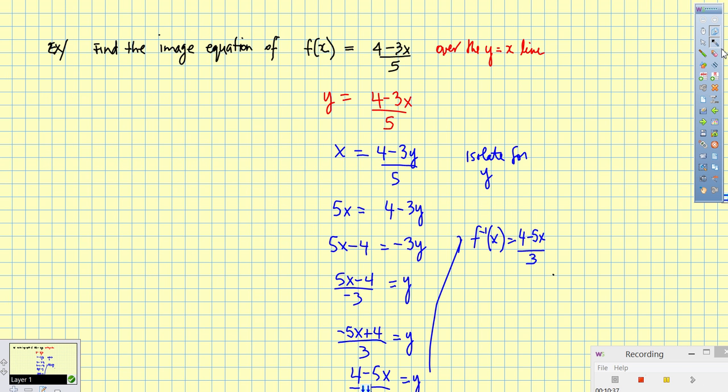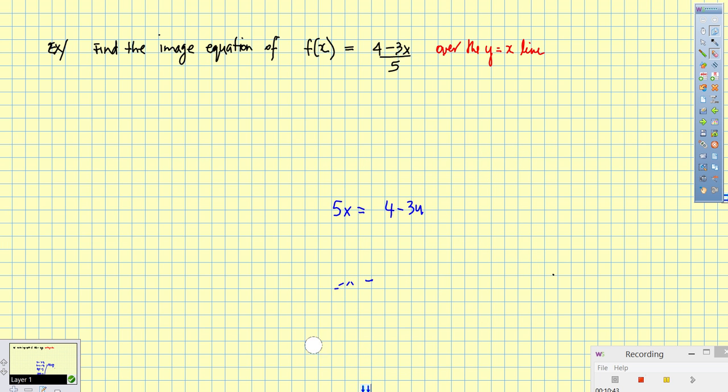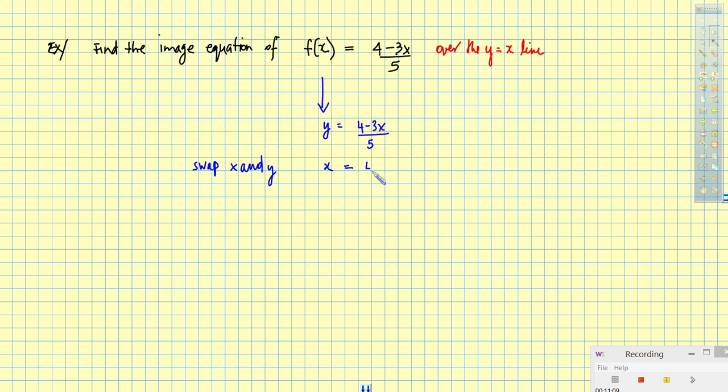Let's try one more. We'll do one more question of this nature, and then I'll send you off for your work in class. Okay, so I have f of x equals 4 minus 3x over 5. So I'm going to swap the f of x and turn it into y equals. So y equals 4 minus 3x over 5. Now I swap my x's and y's, so that I get x is equal to 4 minus 3y over 5. And now I isolate for y again.